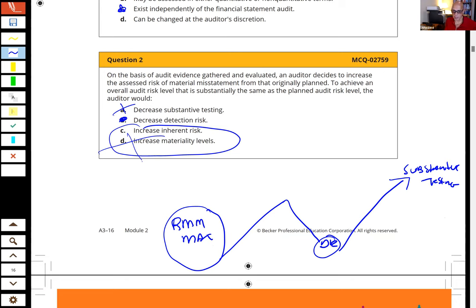And A, Eric, is the opposite of what we're supposed to do, right? I mean, you will adjust your substantive testing, but not down. You're going to adjust it what? Up, right?